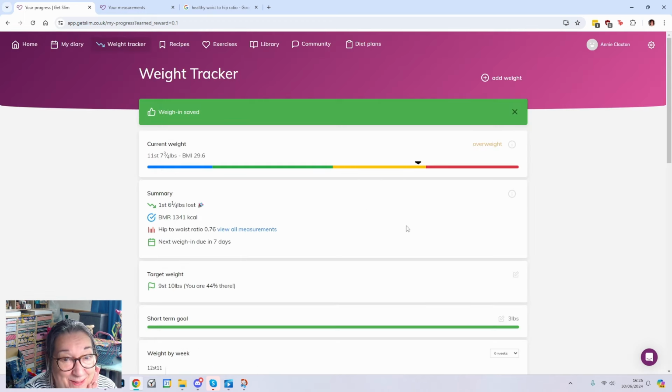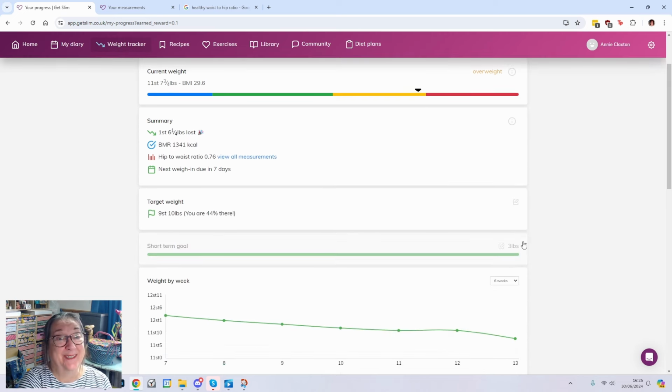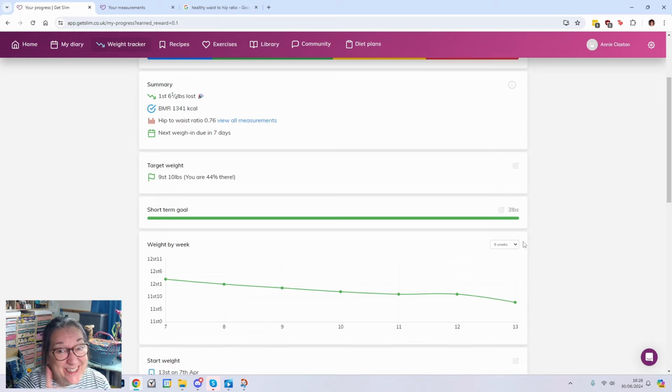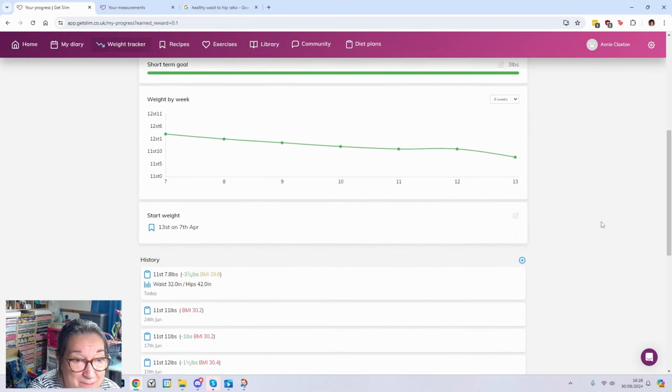Oh, and I'm out of the obese. I'm now simply overweight. Oh, I'm waiting for that moment. Oh, and my BMI is 29.6. It's only just out the 30s, but it is. I'm in the 20s. Oh, that's made my day. Made my day.